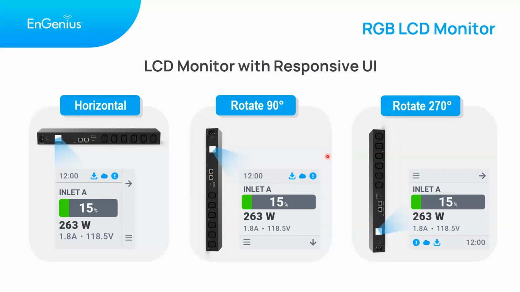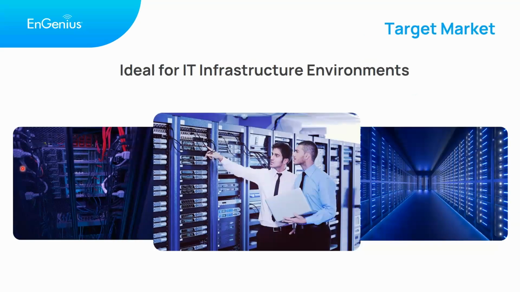Regardless of whether you mount it horizontally or vertically or the other way around on the other side, the screen would auto rotate as well to match it. Usually, this type of PDU, or smart PDUs in general, are suited for IT infrastructure environments, maybe data centers or server racks where you have multiple network equipment that you need to power up.